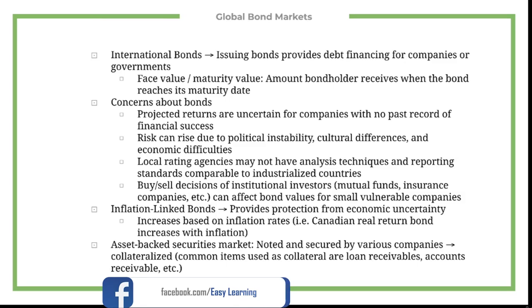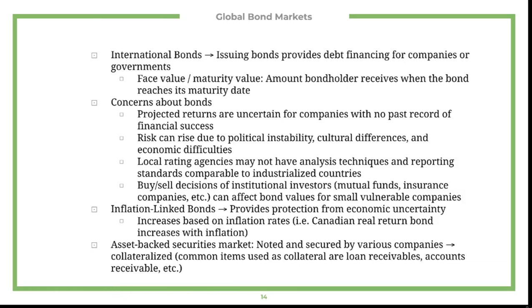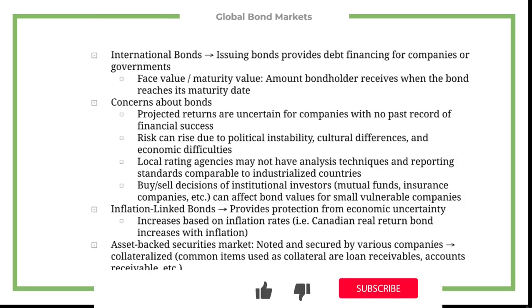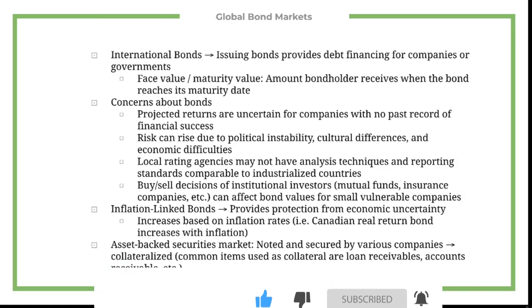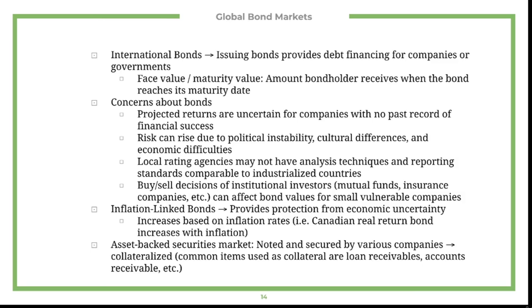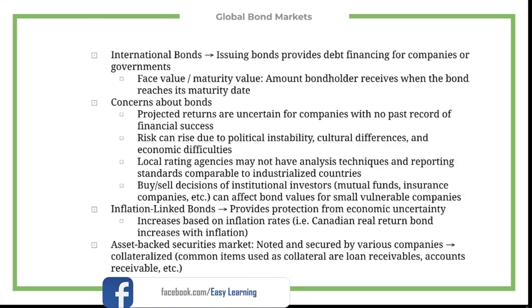And then we have our inflation-linked bonds. These bonds offer protection from the economic uncertainty that could happen in the near future, or just in general. These bonds increase based on inflation. For example, the Canadian real return bond does increase with inflation. And then we have our asset-backed securities market. These are noted and secured by various companies, and because they're backed by an asset, they're collateralized. Common items used as collateral are loan receivables and AR.